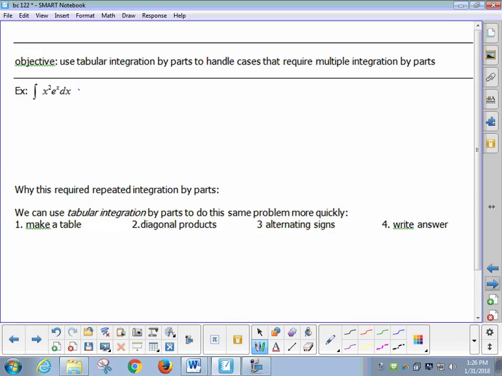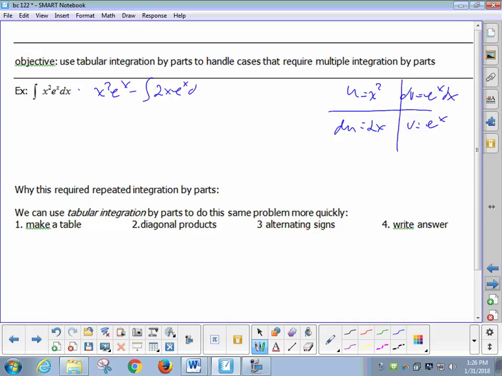So by integration by parts, you would let u equal x squared, dv is e to the x, du there is 2x, and v is e to the x. My first result then is x squared e to the x minus the integral of 2x e to the x dx. Do you agree? All right. I still have a product though, so I'm going to do integration by parts again. Now I'm going to let u equal x or 2x, whichever you prefer, and dv is the rest of it. du then is 2 dx, and v is e to the x.